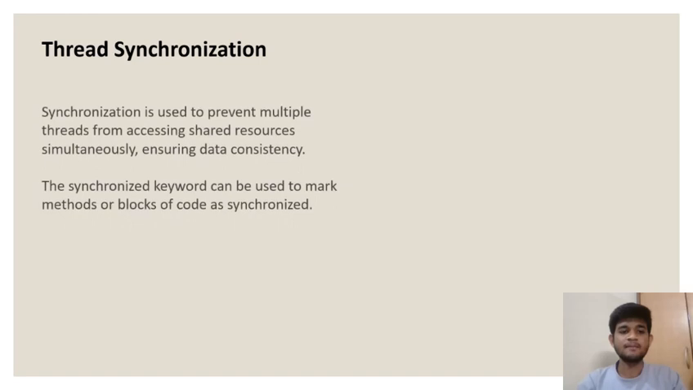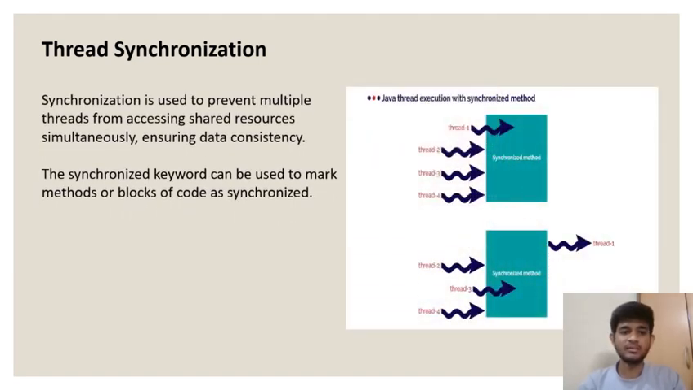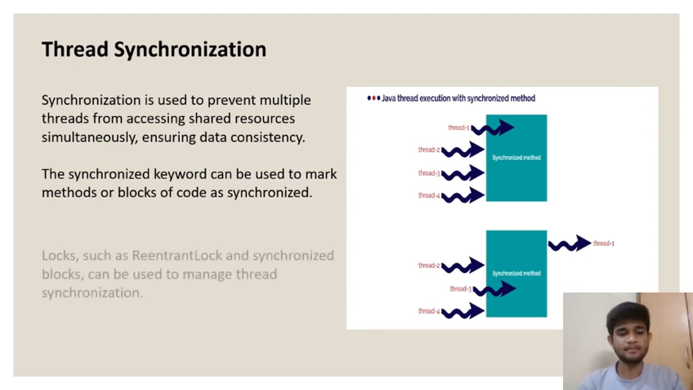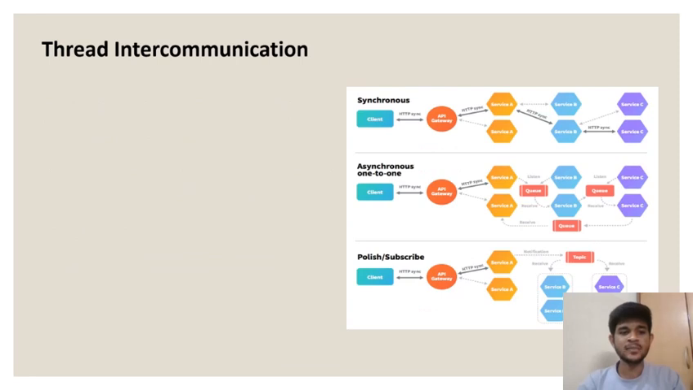Thread synchronization. Synchronization is used to prevent multiple threads from accessing shared resources simultaneously, ensuring data consistency. The synchronized keyword can be used to mark methods or blocks of code as synchronized. Locks such as ReentrantLock and synchronized blocks can be used to manage thread synchronization.